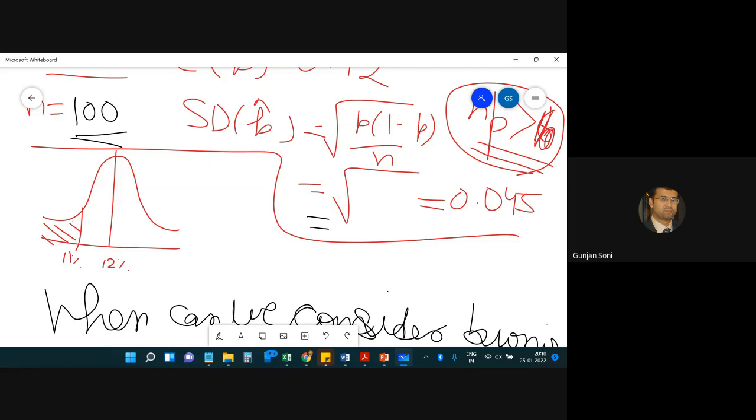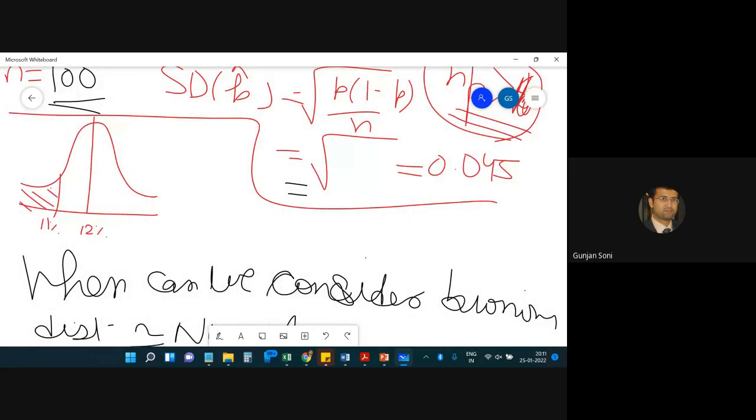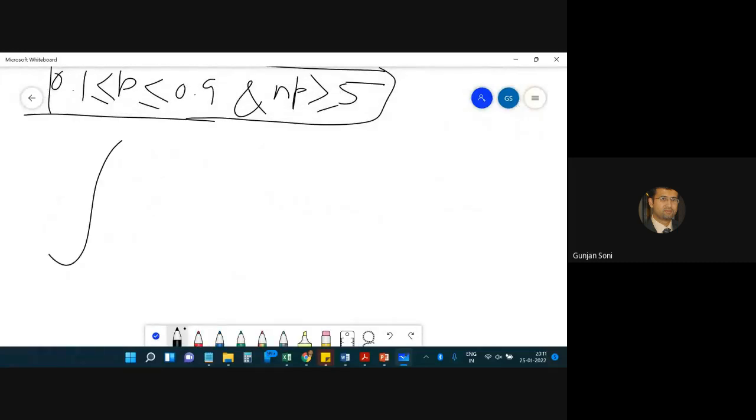Okay. So we can consider this one. Now, we say it is normally distributed. So how do I find out the value of Z for this normal distribution? So let's make it. So this is the normal distribution. We want to find out this area. So how do I find out the value of Z?